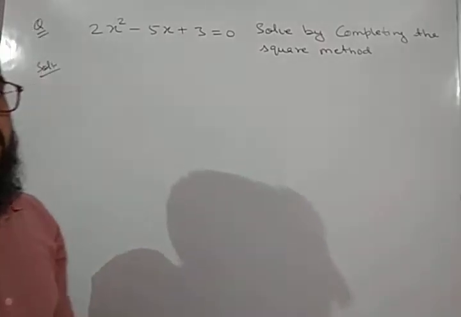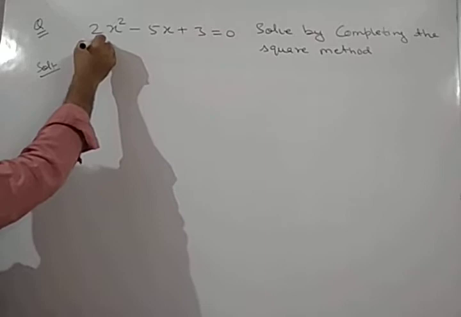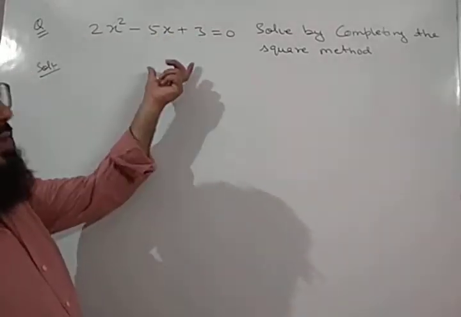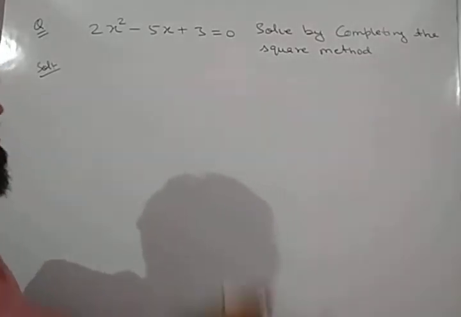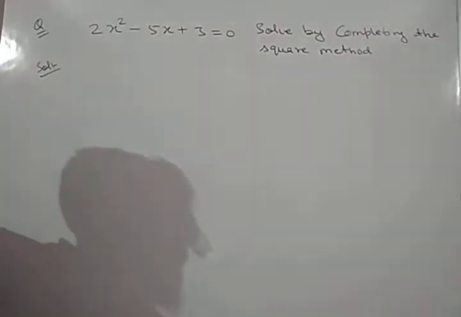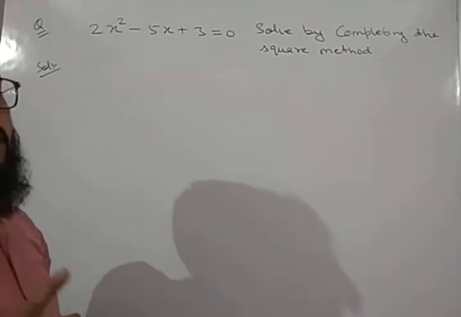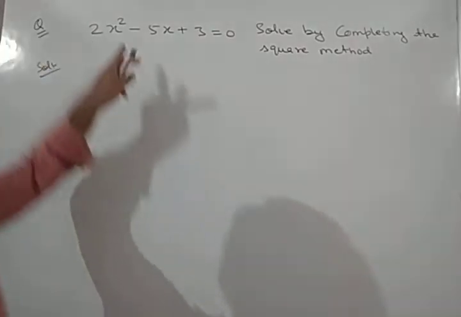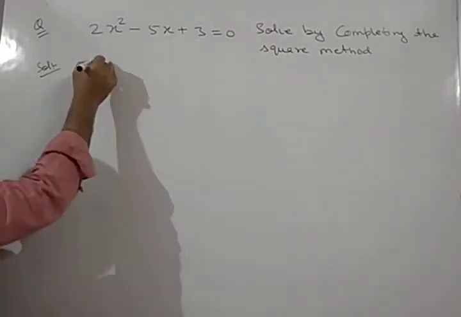So what is the first step? First I am comparing it with the general equation. So what is the general equation? It is ax square minus bx plus c. It means it is already given in the general form of quadratic equation. So first we have to divide this equation by the coefficient of x square. The first step which I used, we have to divide the whole equation by a. A means coefficient of x square, and it is 2 here. So we will divide the equation by 2.